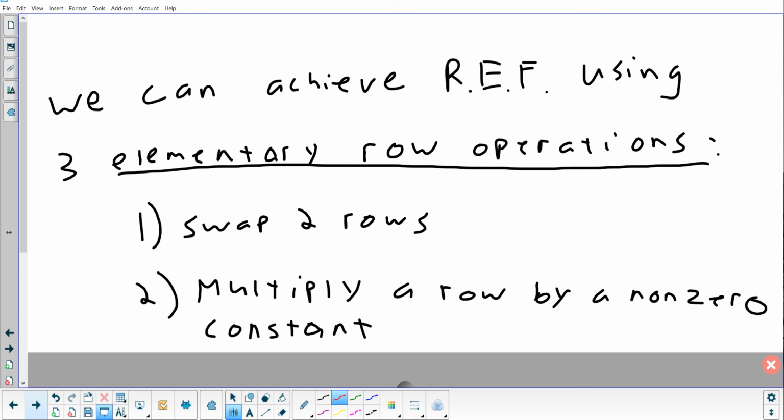The other thing you can do is multiply a row by a number that's not 0. We did this yesterday with elimination. Sometimes we took an equation and multiplied through by 5, or multiplied through by 3. But you can always multiply a row by a number that's not 0.